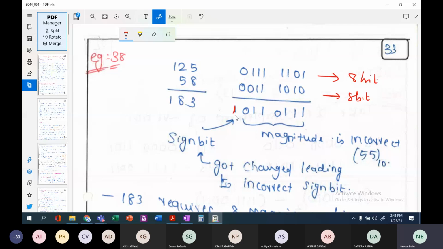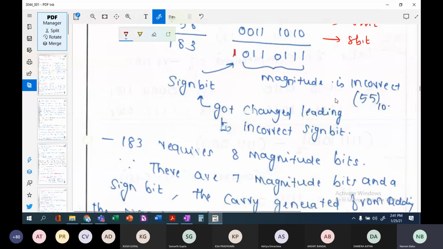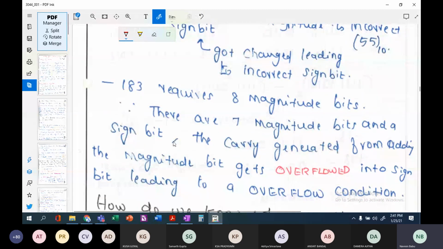The sign bit has actually changed now. By the actual addition, your sign bit is changed. This has led to the incorrect output value. We already know that if this is 1 here, we will point this to be a negative number, right? So this is not minus 183, but this is plus 183. To represent minus 183, it requires 8 magnitude bits, in addition to one sign bit. But here, how many magnitude bits are there? There are only 7 magnitude bits, and only one sign bit.